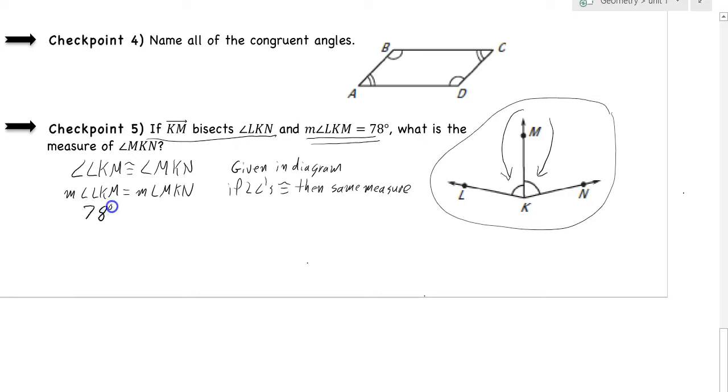So substituting, replacing the measure of LKM with what we know the measure of LKM equals, the 78, keeping everything else the same. The measure of angle MKN is 78 degrees. By substitution. Go back, try your 4 checkpoints, check them at the end, and write down any questions that you may have so that you remember what to ask me tomorrow. And I look forward to seeing you all and talking about angles shortly.